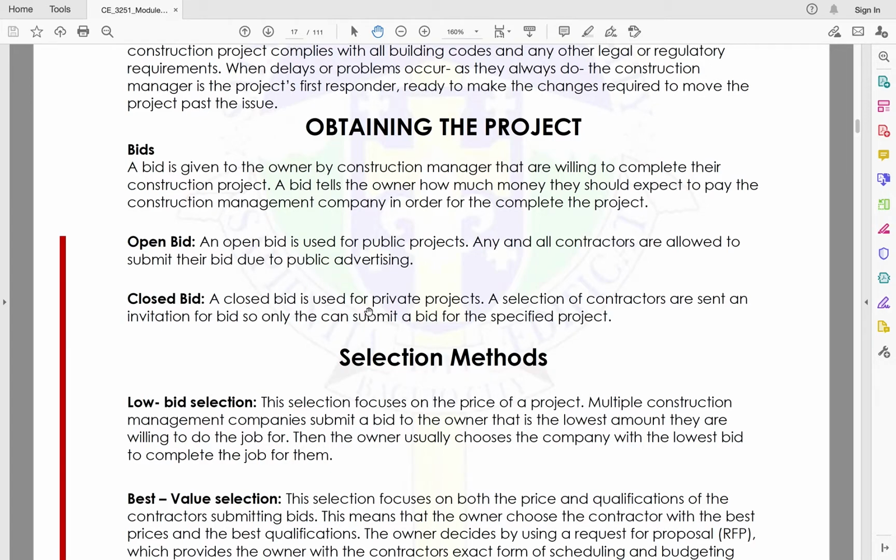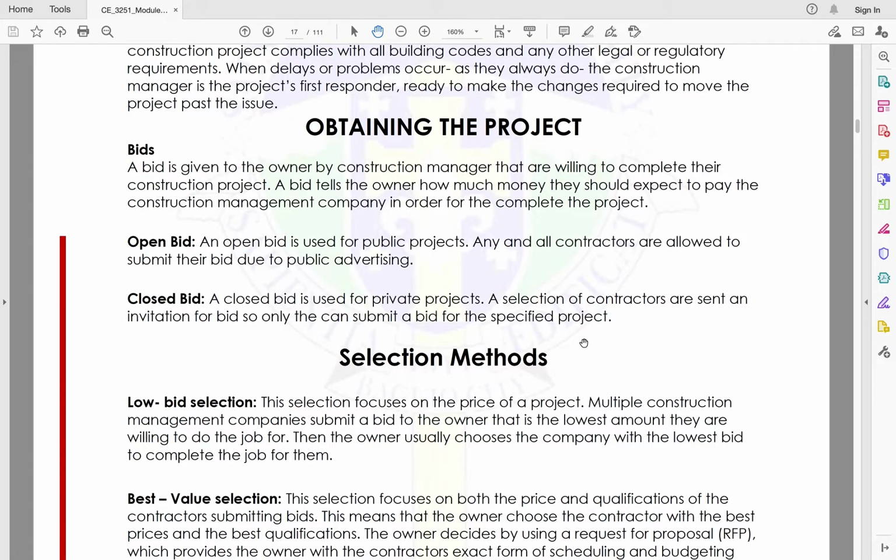Next is closed bid. A closed bid is used for private projects. A selection of contractors are sent an invitation for bid, so only them can submit a bid for specified project. Okay, so for a closed bid, not everyone is welcome. So if you are the construction management, you can choose whom company you think can deliver the project. So sila yung sasendan mo ng invitation, and pag nag-appear sila, they will give their price.